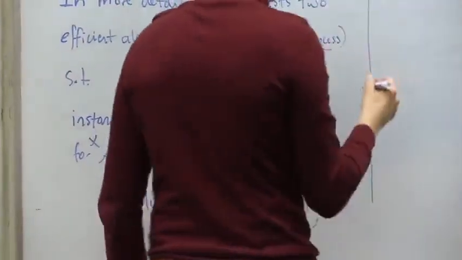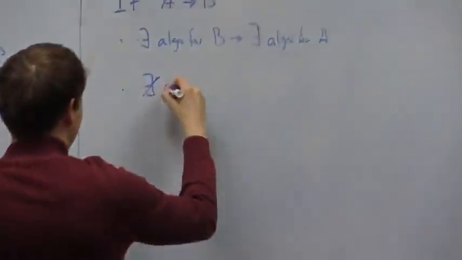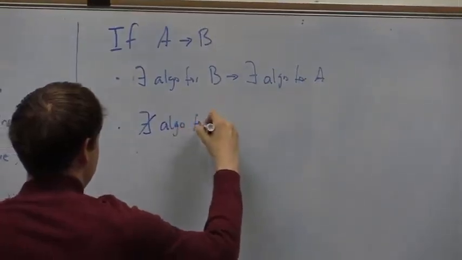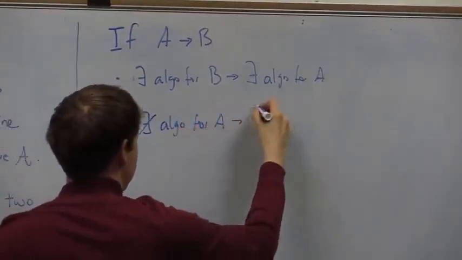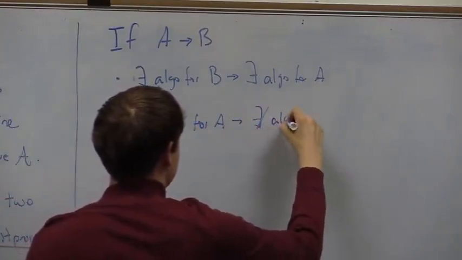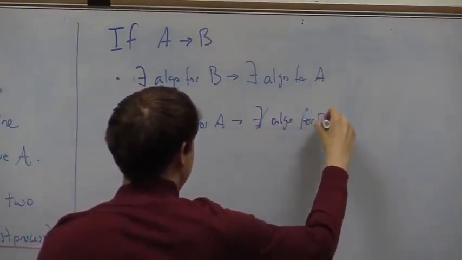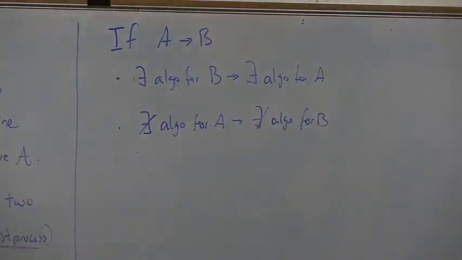Conversely, we also learn that if there is no algorithm for A, then there is no algorithm for B. And this second part is very important. It will become very clear in the next lecture why the contrapositive of this statement is so insightful, because it lets us learn about hard problems.